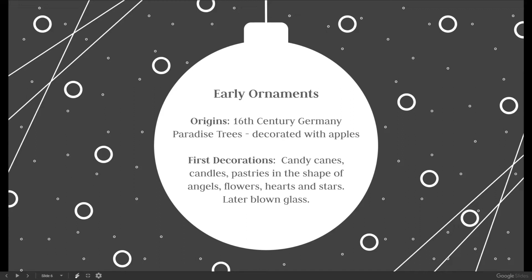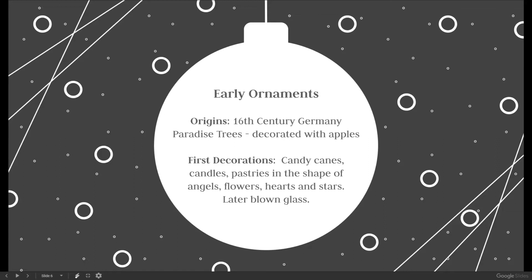So the apple adapted into decorations including candy canes, candles, pastries in the shape of angels, flowers, hearts, and stars, and later blown glass. And apparently some of the first glass ornaments were tied to one person who decided to make a blown glass apple because he didn't have access to apples. So it ties back to that really early first use of ornaments on a tree as well. And also they were creating blown glass beads, which were then often used as garlands around the tree as well.